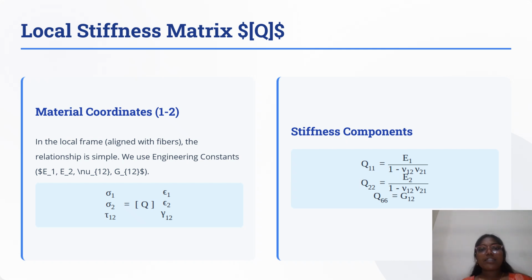Local stiffness matrix Q. Matrix in coordinates 1 and 2. In the local frame aligned with the fibers, the relationship is simple. We use engineering constants E1, E2, nu12, G12. Stiffness components: Q11 equals E1 by 1 minus nu12 nu21. Q22 equals E2 by 1 minus nu12 nu21. Q66 equals G12.